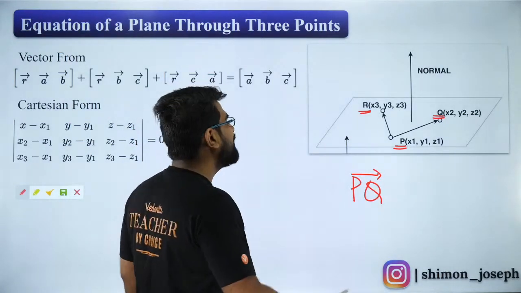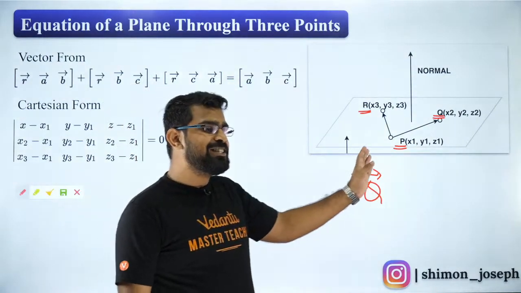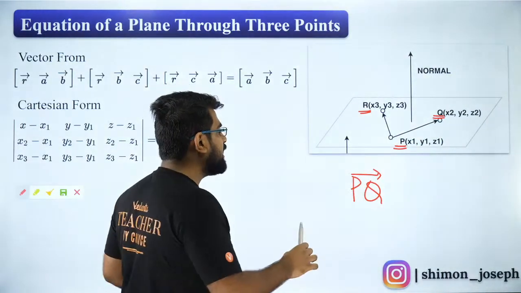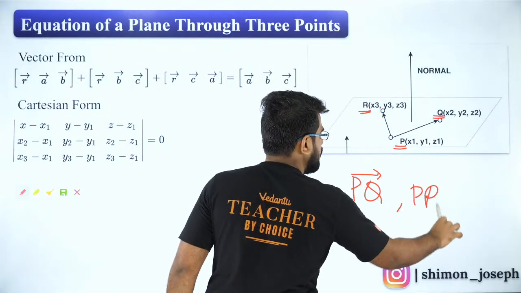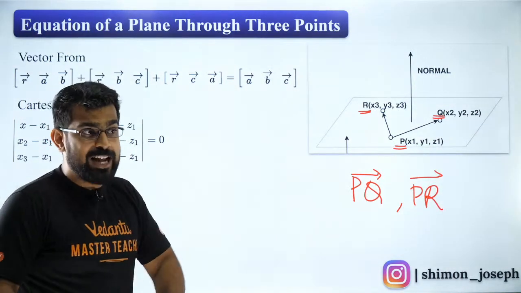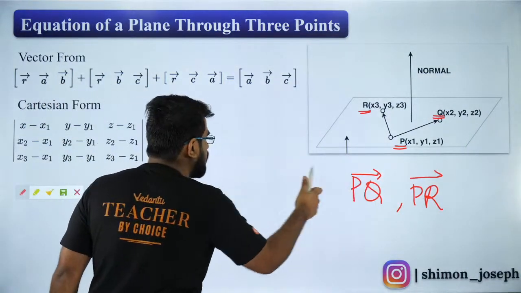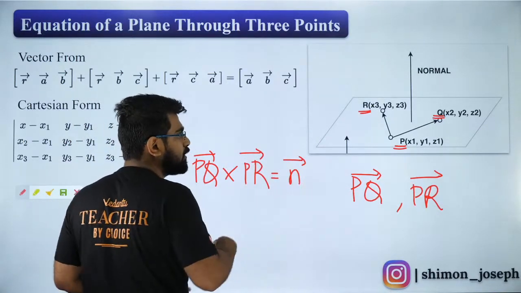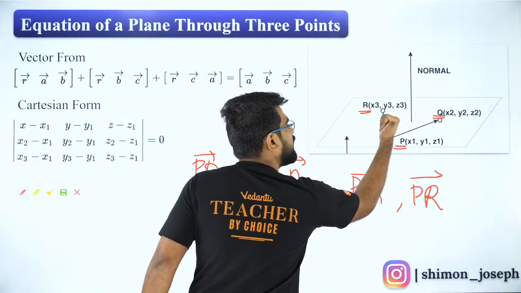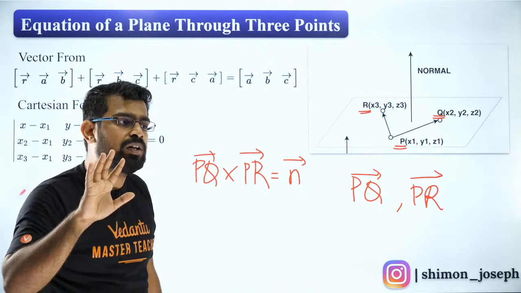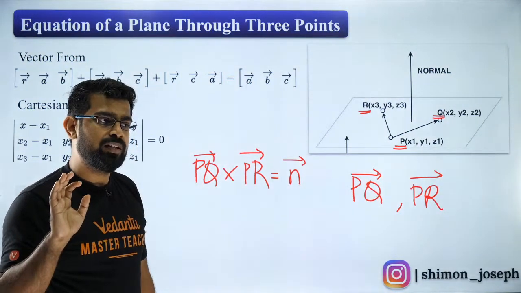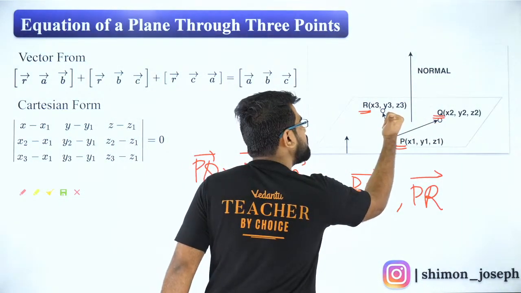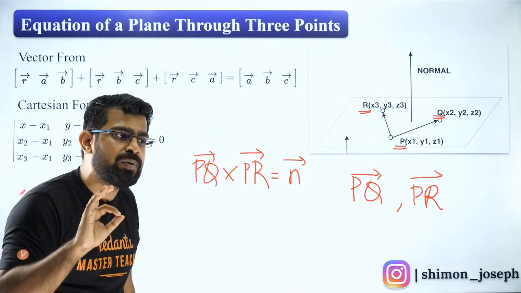Okay. So this is your PQ. So I can find out PQ because I am given both P and Q. Got it? And I can find out PR as well. Yes. I can find out PR as well. Okay. So now if I take the cross product of both of them, I'll get the normal vector, because PQ cross PR will give you the perpendicular vector. Are you guys able to understand? Everybody clear with it? So if I have PQ and PR, then PQ cross PR will give me the normal vector.